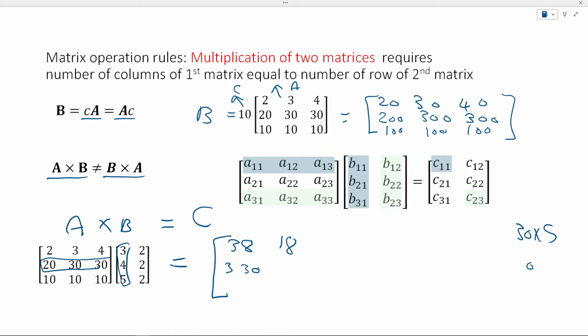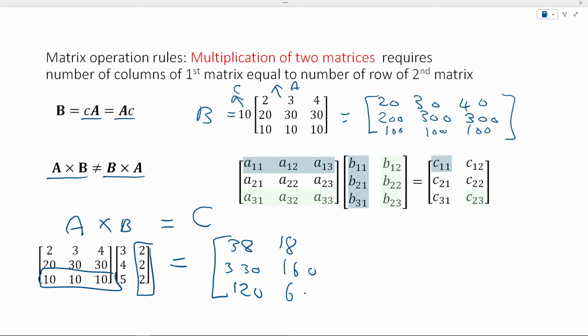And just in order not to keep this video long, to get this guy here, how do you do this? You multiply this guy by this guy. If you did this, you will get 160, and then you multiply this guy by this guy. If you did this, you get 120 here, and then you multiply this guy by this guy, and if you did this, you will get 60 here.